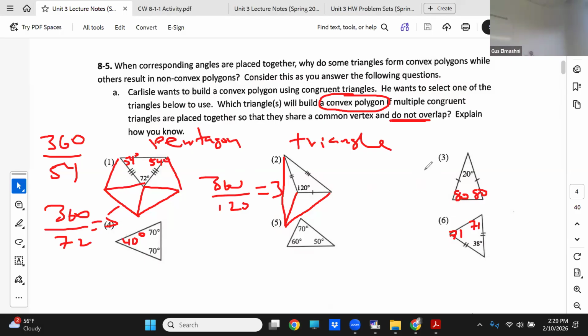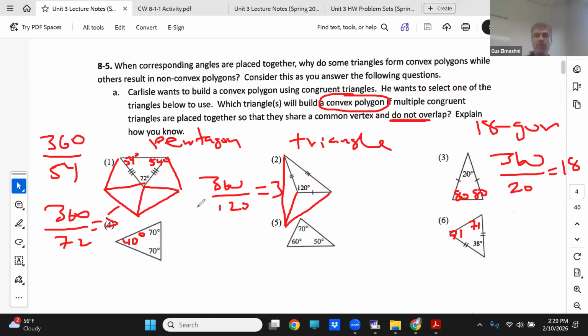Okay, take a look at the third triangle. How many of these would I need to connect to generate a convex polygon, like just a full rotation? How many of these would I think I need? Why 18? Yep, 360 divided by 20, right. 18-gon. I don't know a special name for it.